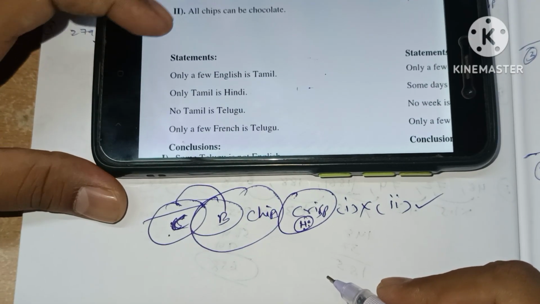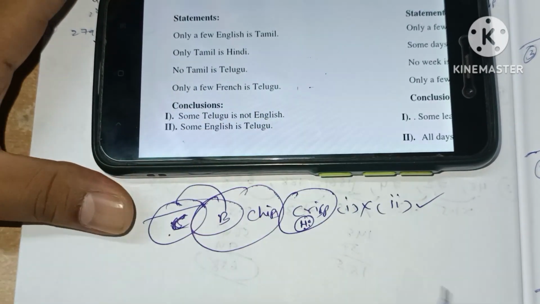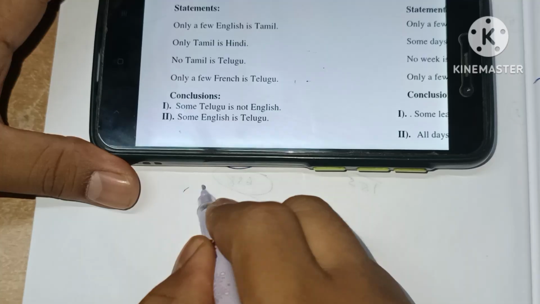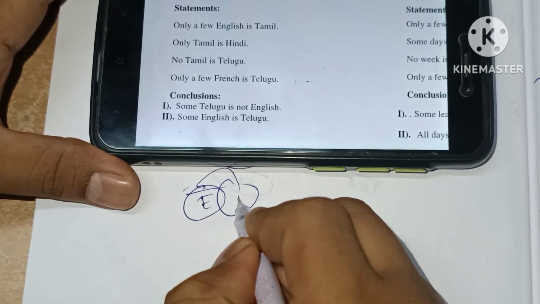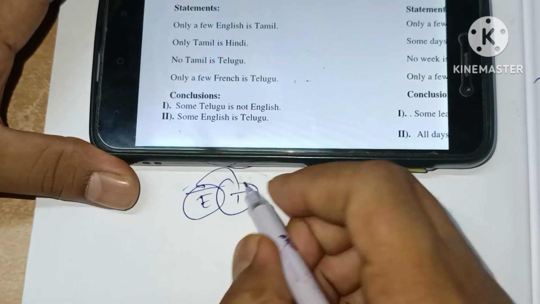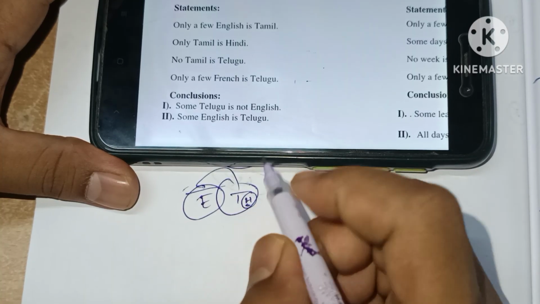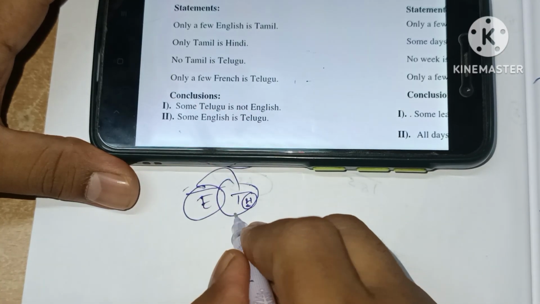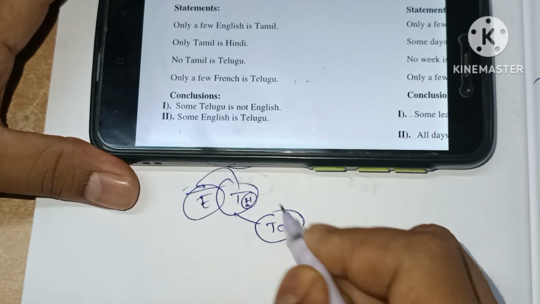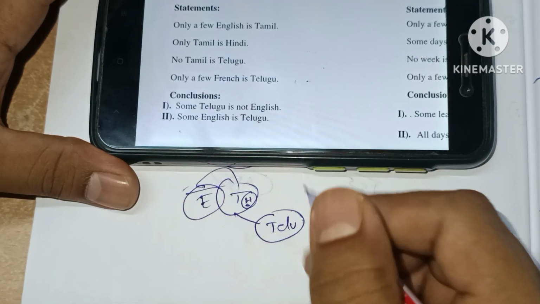Next we are going to see the second one. Only a few English is Tamil. Only Tamil is Hindi. So Hindi is inside Tamil and doesn't share with anything except Tamil. No Tamil is Telugu. Only a few French is Telugu.